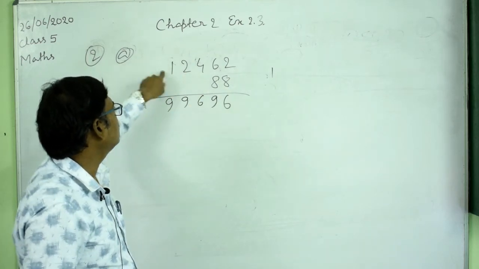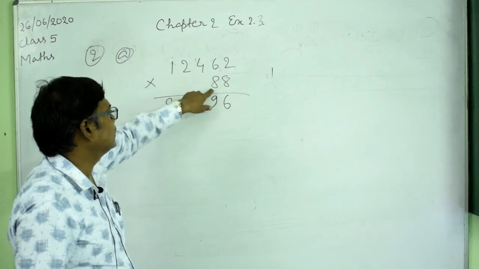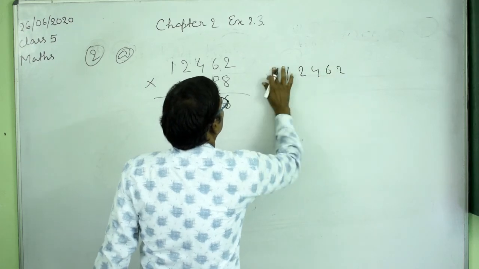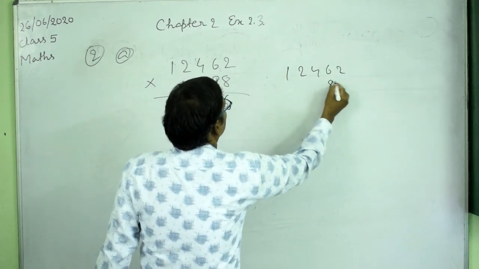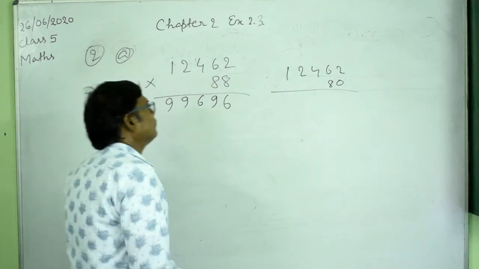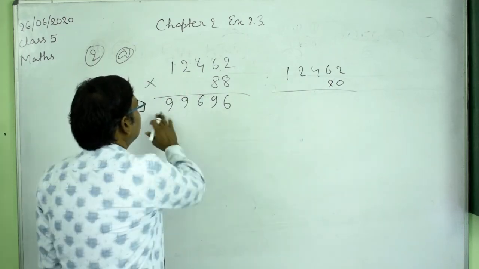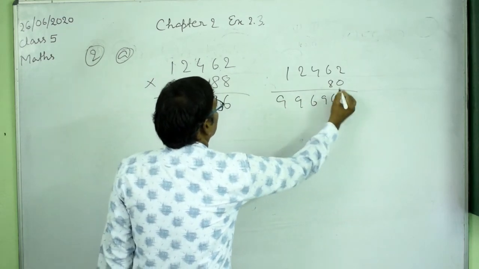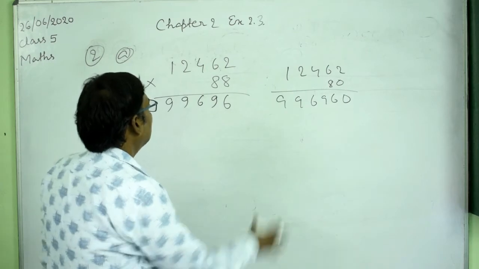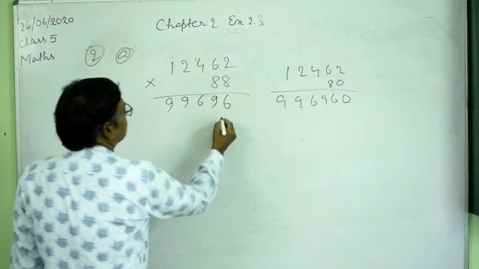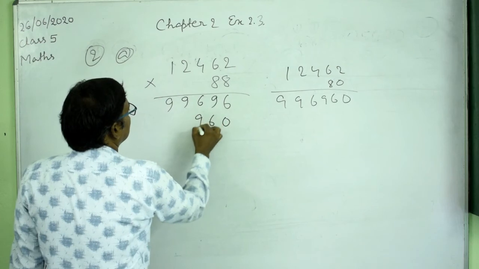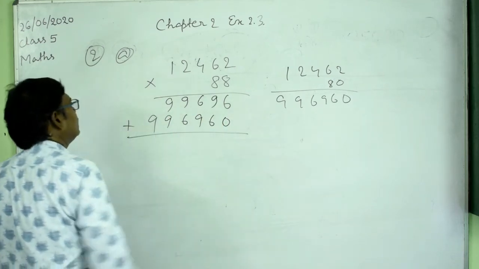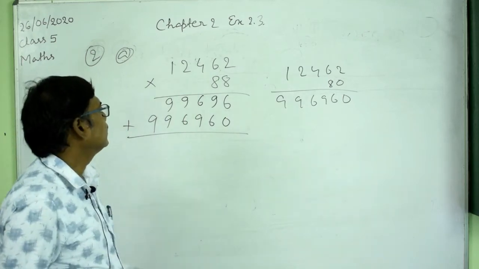Now we have to multiply this with the number that is 8 tens. Okay, so here 12462 into, actually we will multiply this with 80. Okay, 80. Then what will you get here? Again you will get the same number but with an extra 0, that is 996960. Okay, so you will write this number also here, that is 0 6 9 6 9 9. Okay, then we will add these two, then you will get the answer. Okay, so this is the method of doing this.